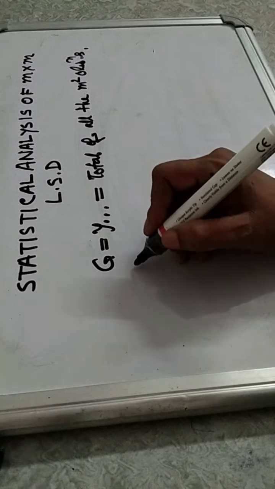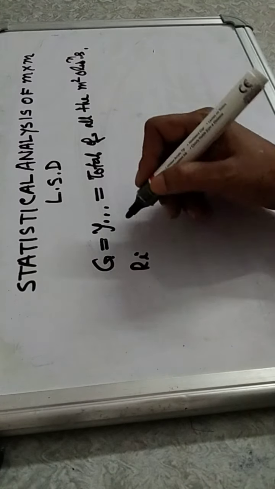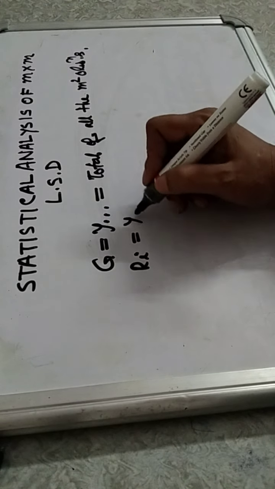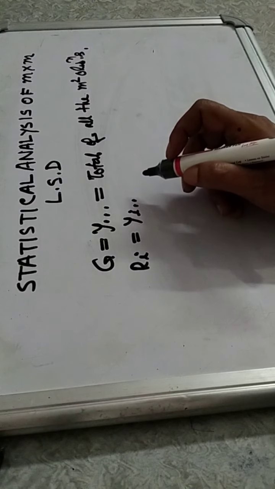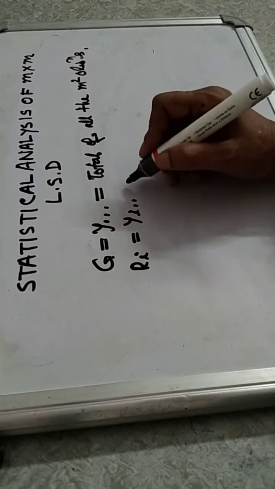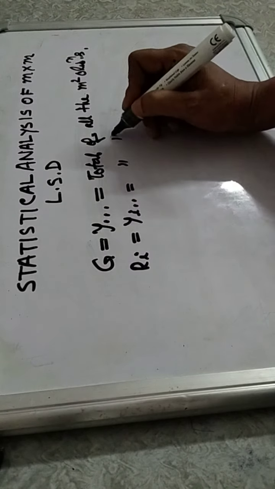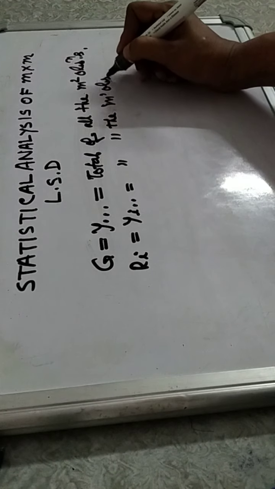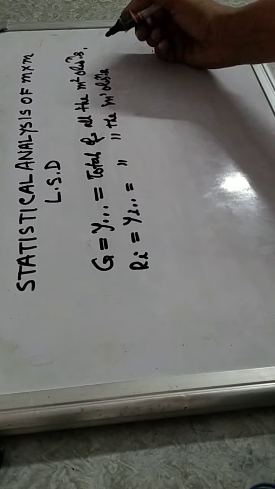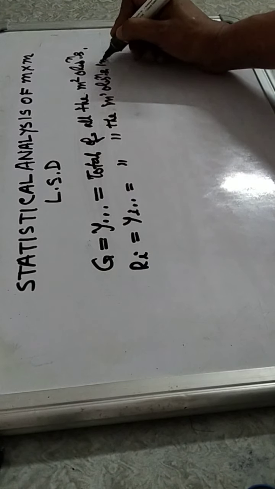Ri is equal to y i double dot. This is total of the m observations in the ith row.